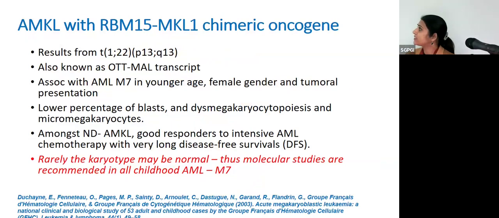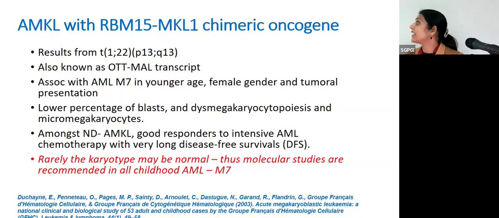Okay. And this is associated with specifically younger age, lower percentage of blasts and dysmegakaryocytopoiesis. We did not somehow see any megakaryocytes in the marrow. There was hardly any megakaryocytes which we saw. And this one has relatively better prognosis as compared to the whole non-Downs group, right?